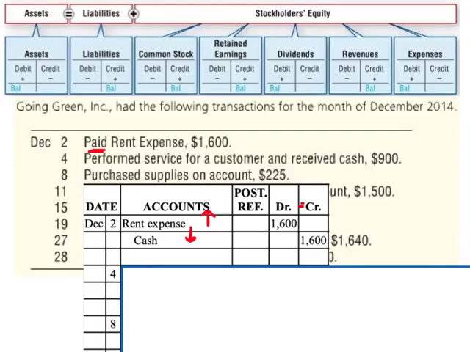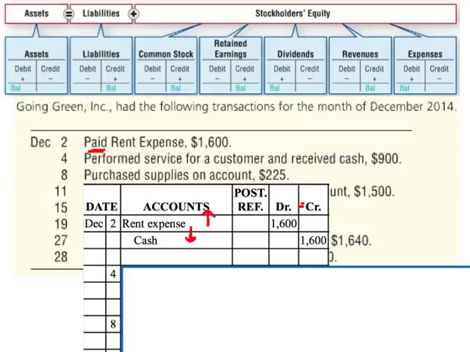Okay, on the 4th, we performed service for a customer and received cash of $900. So if we perform service and receive cash, okay, well this is good. We know we got cash, $900. We said just a second ago, cash is an asset. My asset cash is going to go up anytime we bring money into the business or into our personal lives. That asset goes up. So cash is going to increase.